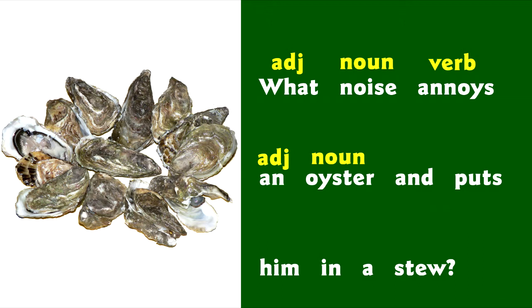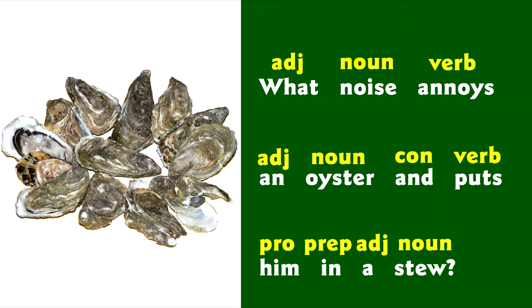No. It is worth noting that noise, annoys, and oyster are an example of assonance because they share a similar vowel sound. And as a conjunction? A coordinating conjunction because the noise does two things. It annoys the oyster and puts him in a stew. Puts is a verb, and him is an object pronoun. Then we have a prepositional phrase. In is a preposition, a is an adjective article, and stew is a noun and an object of the preposition.